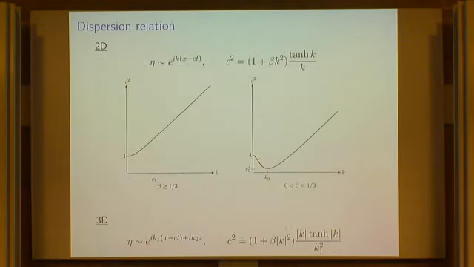Okay, so now let me go into the main part of the talk. To explain why we have these two different cases with strong or weak surface tension, you can look at the dispersion relation. So in 2 dimensions, it just looks like this.